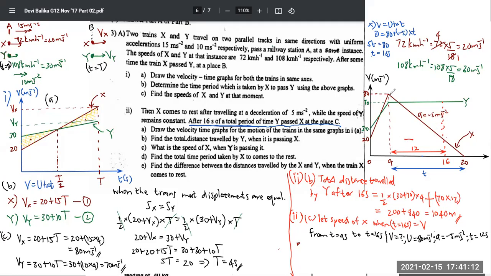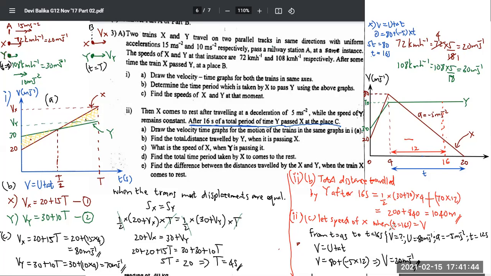We are only considering the decelerating part of x to find the velocity of x when y meets it. Then we apply v equals u plus at. Final velocity we need to find out. Initial velocity is 80, plus minus 5 into 12. And what is the answer we are getting? It's 20 meters per second. Okay, right.